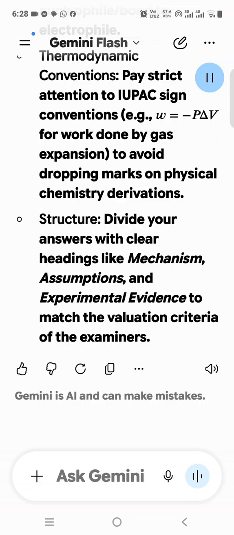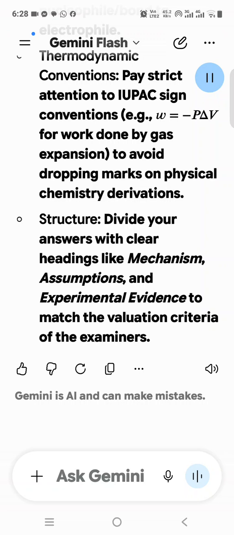and both Paper 1, Physical and Inorganic, and Paper 2, Organic, focusing on topics that frequently appear and require precise, structured answers to maximize marks. Paper 1, Physical and Inorganic Chemistry. Question 1. Coordination Chemistry. 10 marks.